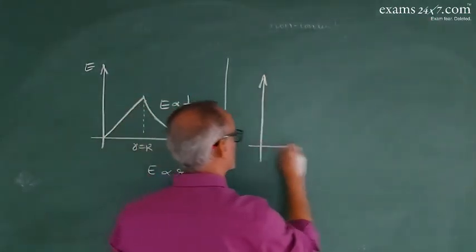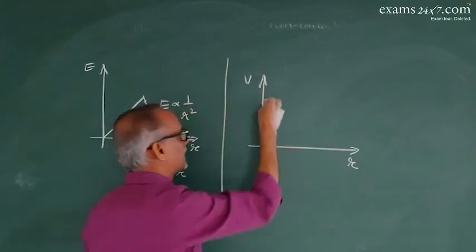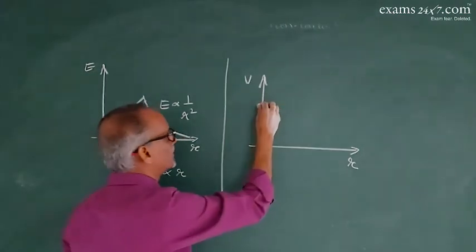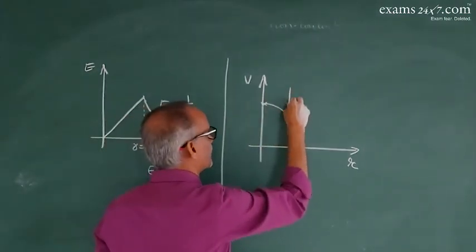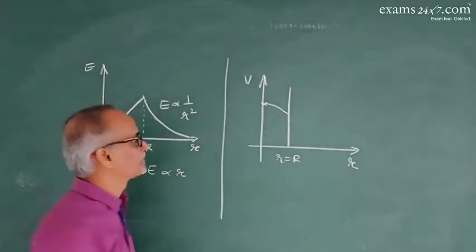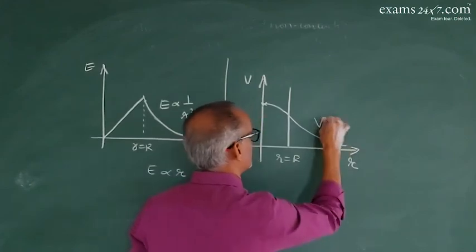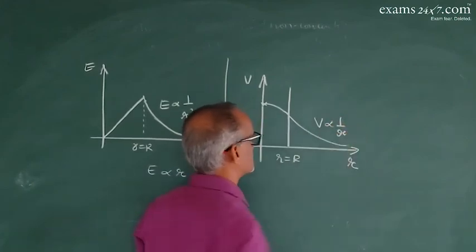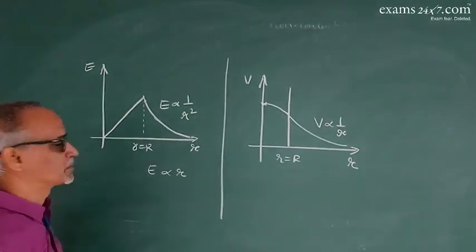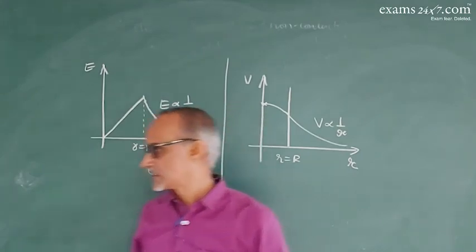In the case of potential versus distance, at the center the potential is constant, so not zero. Then it decreases till it reaches the surface, r equal to R. And beyond that, again, it varies inversely as r. So that is the graph of the electric field and potential in the case of a charged spherical solid non-conductor.